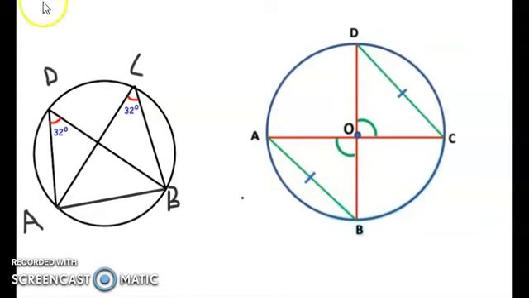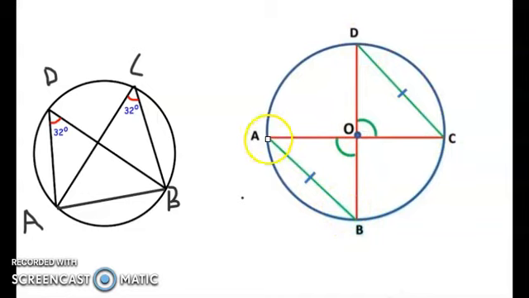You have to take note that even if the chord or the arc DC is being considered, this particular angle DAC or CBD, they will still be equal because they will be subtended by the same arc CD. And then moving on to this diagram, if we consider the arc AD, the angle ABD and the angle DCA will be equal because they are angles subtended by the same arc.